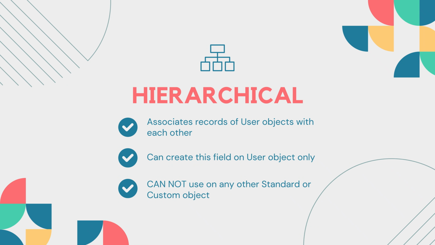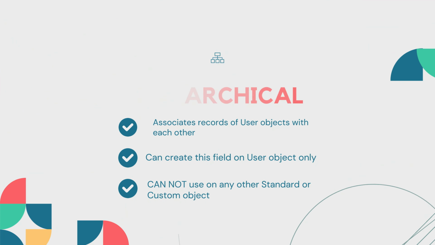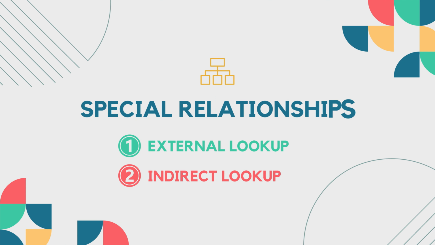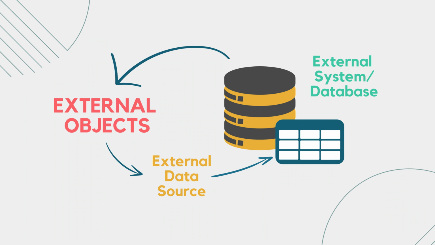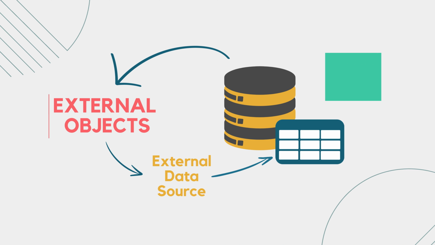Apart from these three types of relationships in Salesforce, we can also create two additional types of relationships if we use external data sources and external objects. These additional relationships are external lookup and indirect lookup. External objects are database tables from an external system. Using the concept of external data sources, we can map database tables from an external system or external database into the Salesforce's external objects and make these objects behave in a very similar way as Salesforce objects.